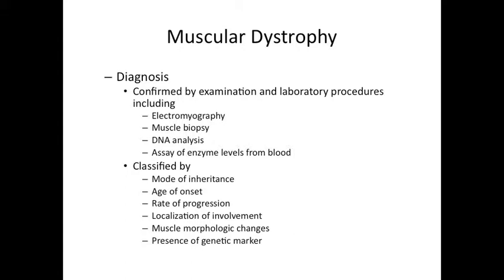The diagnosis of muscular dystrophy is confirmed by examination and laboratory procedures, including electromyography, muscle biopsy, DNA analysis, and assay of enzyme levels from the blood. It can be classified, after being diagnosed, by the mode of inheritance, the age of onset, the rate of progression, localization of involvement, muscle morphologic changes, and the presence of genetic markers.